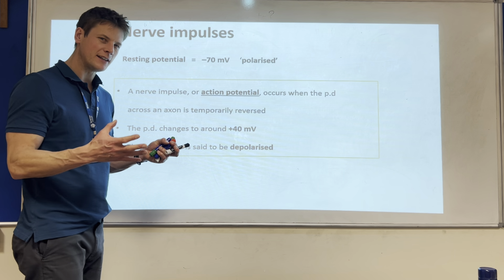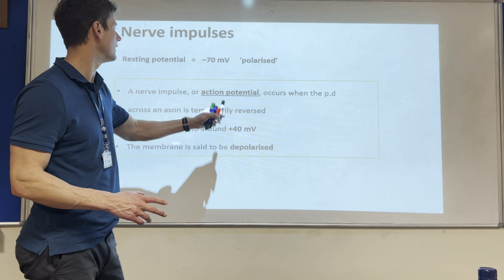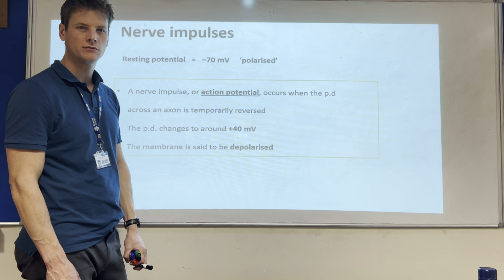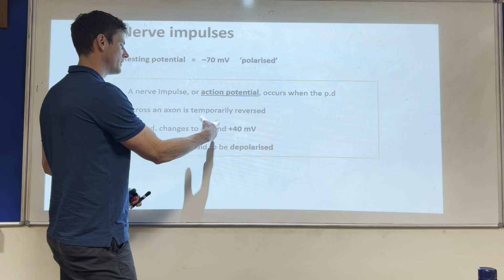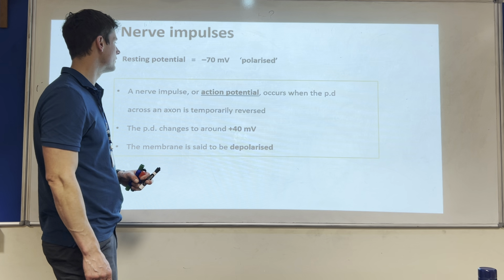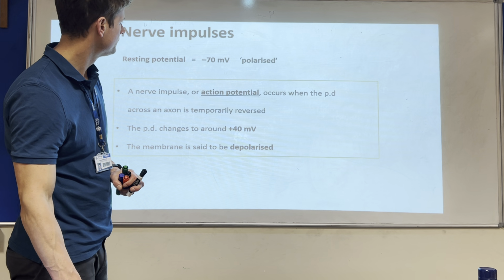So depending where you read, these values differ slightly. But for AQA, just assume that the resting potential is minus 70 and the potential difference at the highest amplitude of the action potential is plus 40 millivolts.